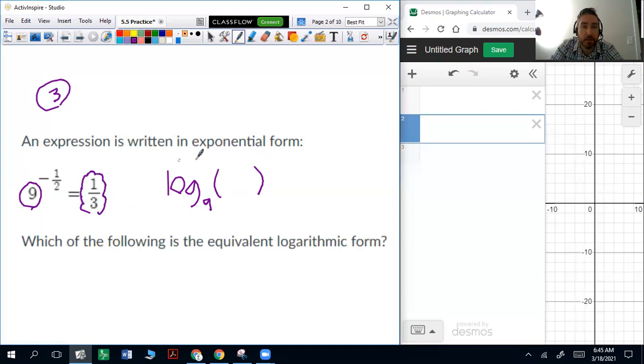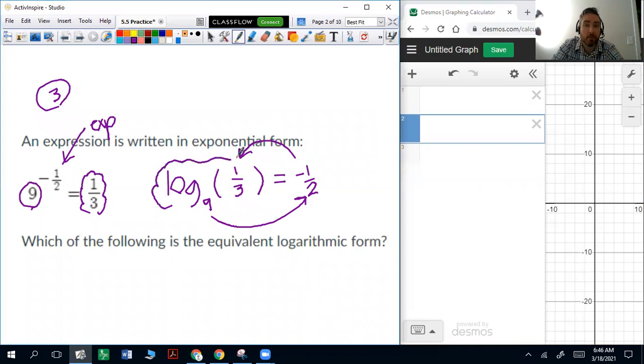So the 1/3 is going to go in the parentheses. But then it gets set equal to the exponent, which is -1/2. So your exponent in the exponential form is on its own in the log form because the logs solve for the exponents. So it's 9 to the -1/2 power equals 1/3.